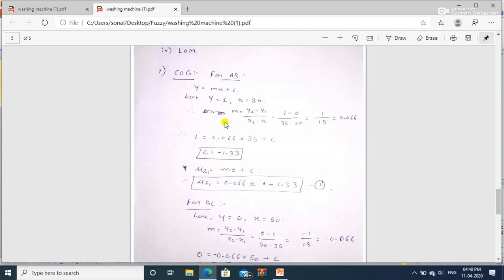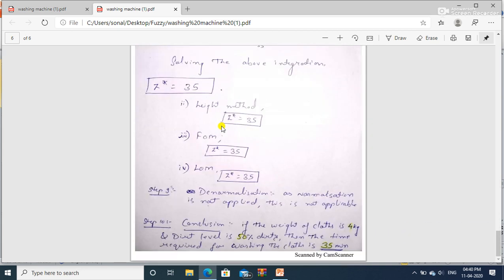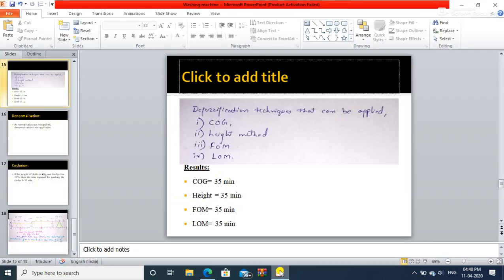Now the remaining techniques, that is the weighted average method and middle of maximum, are not applicable because there is no flat function available. So as there is no flat function available, those methods cannot be applied. After applying all these methods we get this: z star from center of gravity is 35, height method 35, first of maximum is 35, and last of maximum also 35.